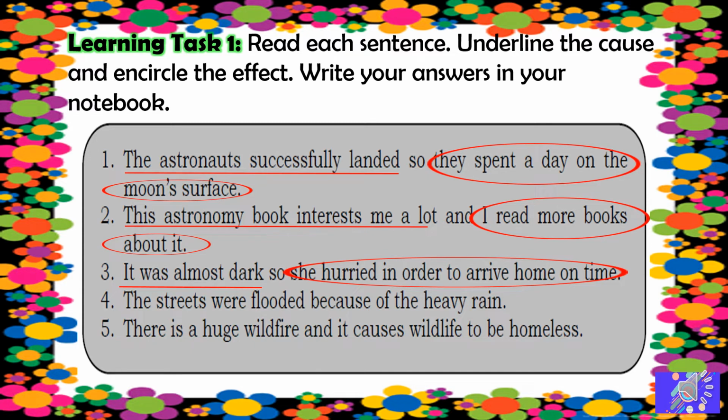Number 4, the cause is because of the heavy rain, and the effect, the streets were flooded. Number 5, there is a huge wildfire, and the effect, it causes wildlife to be homeless.